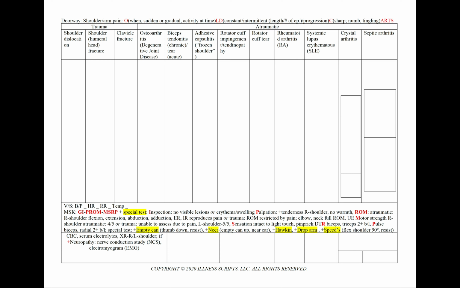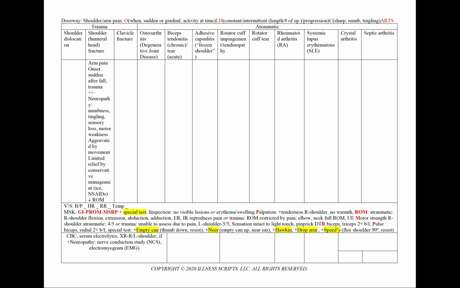We'll break down a case of shoulder pain into trauma or atraumatic cases. For all cases, let's order a CBC, serum electrolytes, an x-ray of the right or left shoulder, and if we have any neuropathy, as we'll see above, a nerve conduction study and an electromyogram. In a shoulder dislocation, our supporting points will include shoulder pain, an onset that's after a fall or trauma. It can be aggravated by movement and alleviated in the sling or rest position, and we'll note a decreased range of motion in our physical exam, as we'll see coming up.